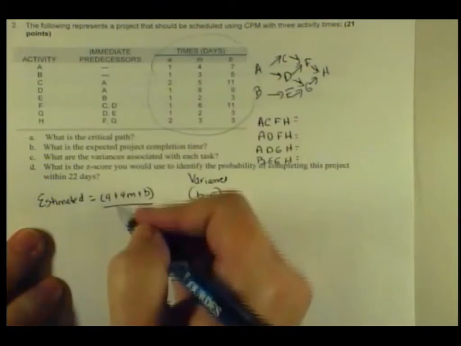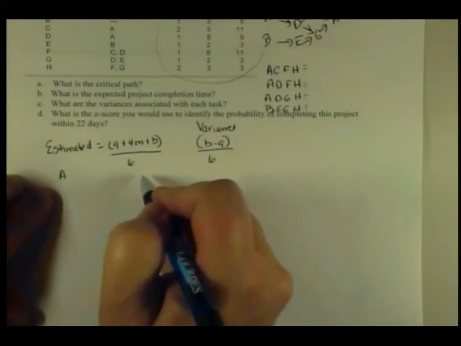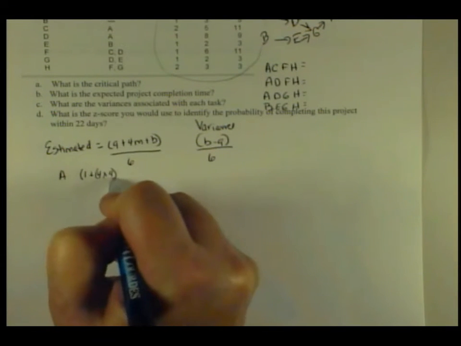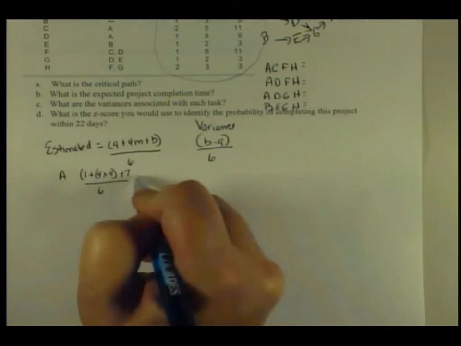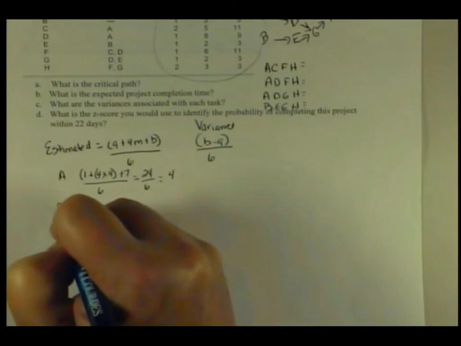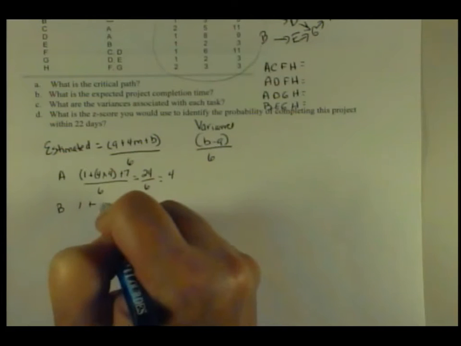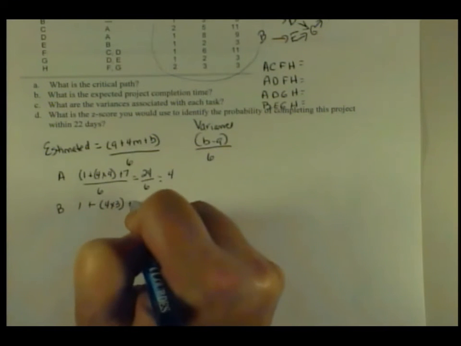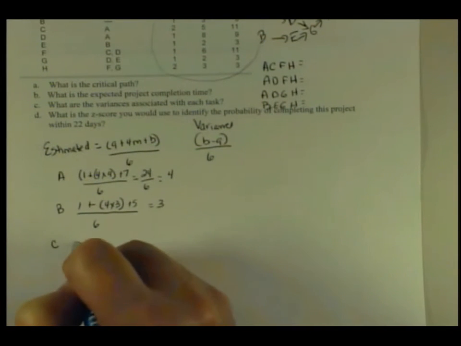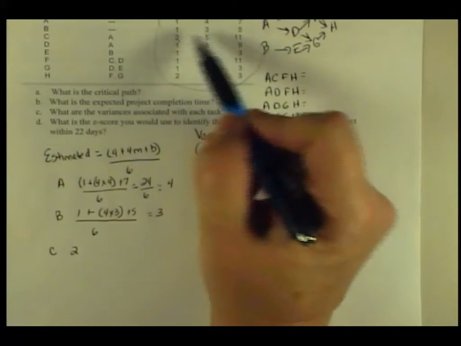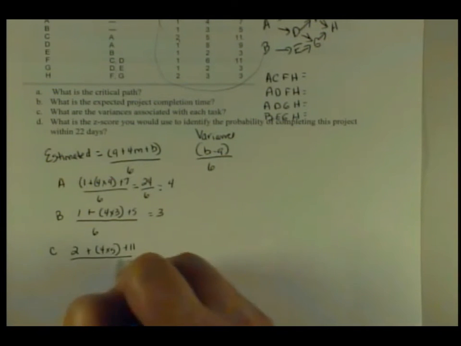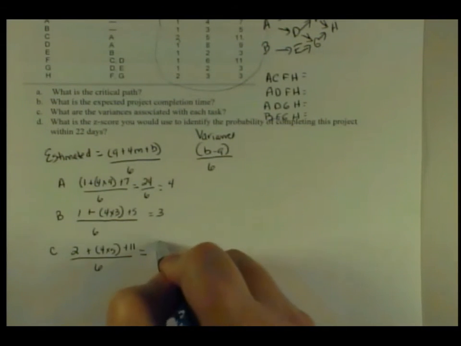So for our estimated time for the activities, activity A is 1 plus 4 times 4 plus 7, all divided by 6. I'm going to have you trust me on my math on this. That's 24 divided by 6, which equals 4. For B, it's 1 plus 4 times 3 plus 5 divided by 6, which equals 3. For task C, I'm getting this from our table up here: 2 plus 4 times 5 plus 11 divided by 6 equals 5.5.